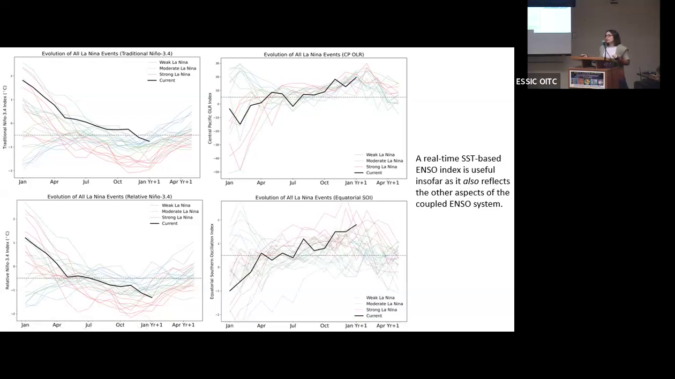This is looking at the equatorial SOI. Again, I'll define that in the coming slides. But this evolution too is really top tier when you look at the equatorial SOI. We have a fairly noticeable La Nina event. And so I'd argue these two atmospheric indicators are more aligned with the relative index than they are with the traditional.